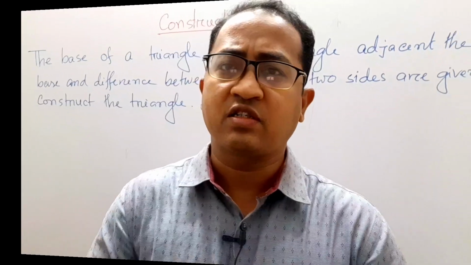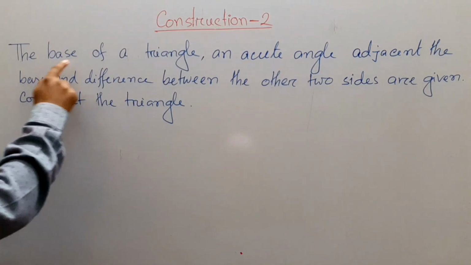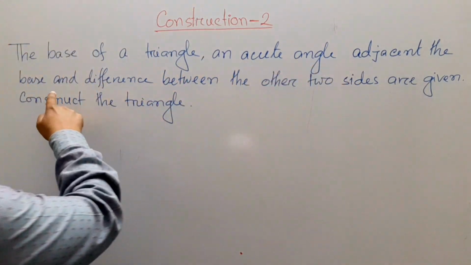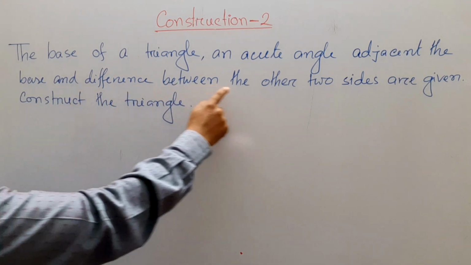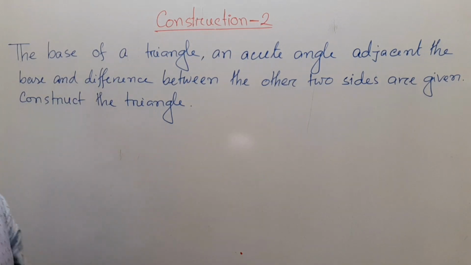Today, I will discuss two constructions of your general math, that is construction number 2 and construction number 5. So let us start our class. At first, construction number 2. Look at the board. The base of a triangle, an acute angle adjacent to the base, and the difference between the other two sides are given. Construct the triangle.